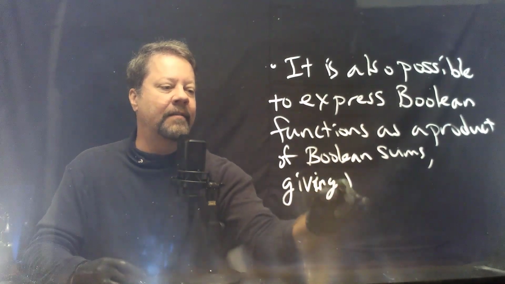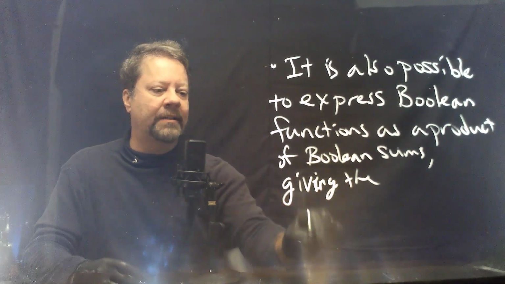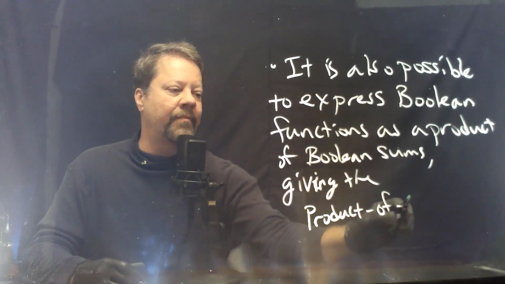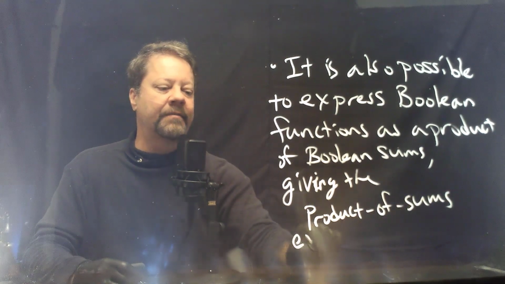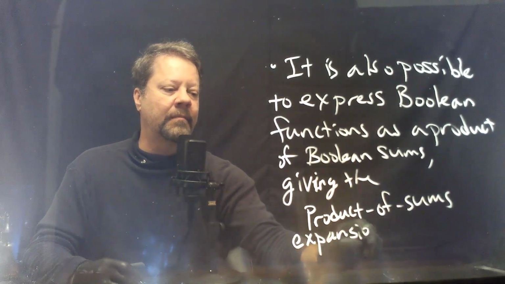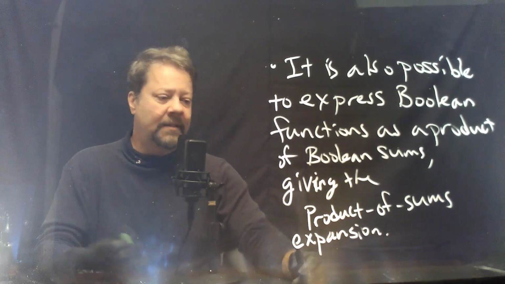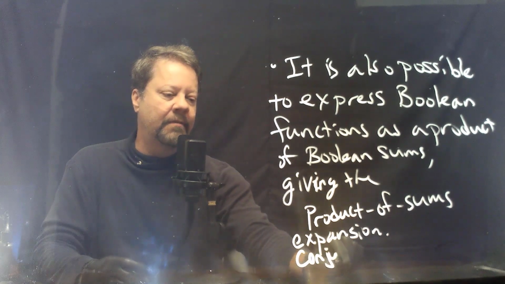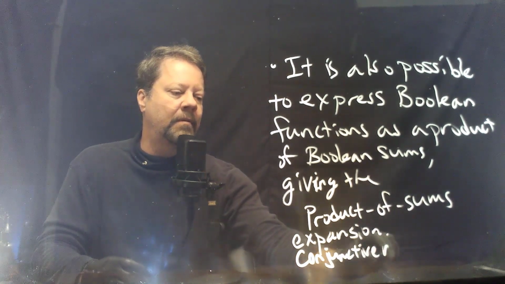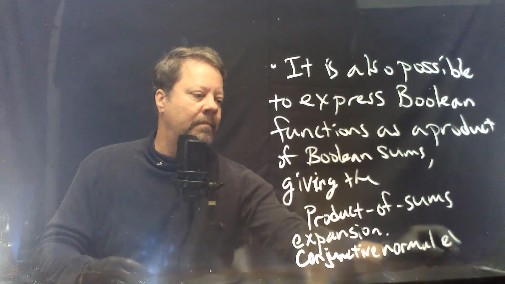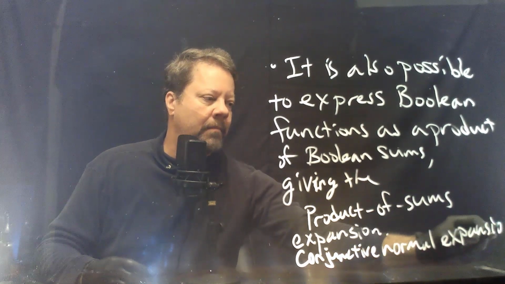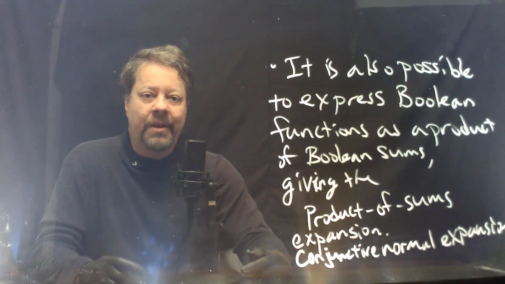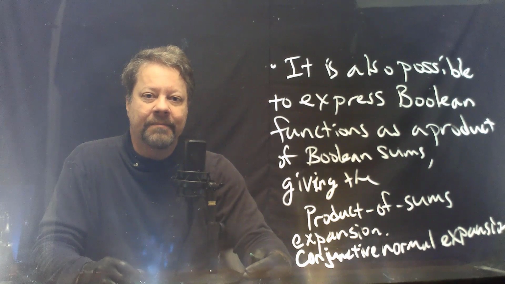Giving the product of sums expansion. This can be called the conjunctive normal expansion. And that kind of makes sense because Boolean products correspond to the word and, which is conjunction.